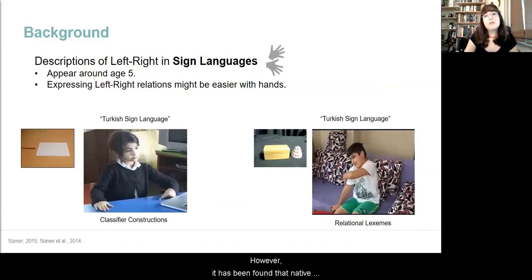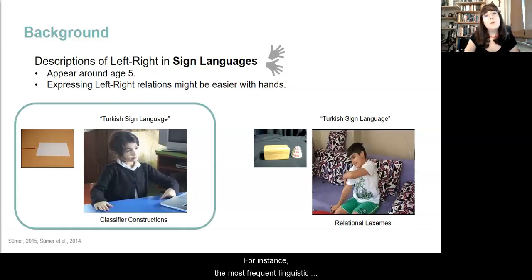However, it has been found that native signing deaf children learn to encode left-right relations between objects earlier in sign, around age 5, than speaking children. The earlier encoding of left-right by signing children compared to speaking children is attributed to the iconic linguistic forms to encode spatial relations in sign. Iconic forms in sign allow for visually motivated meaning mappings between the linguistic form and its referent in the real space. For instance, the most frequent linguistic form used by deaf children is classifier constructions.